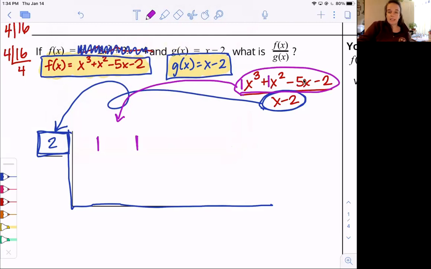And then I have my x's. I have -5. So I'm going to go ahead and put -5. And then I have my number by itself, -2. -2, like that.